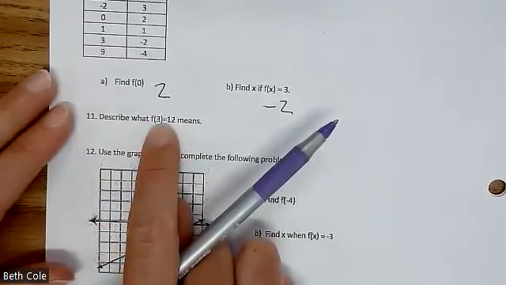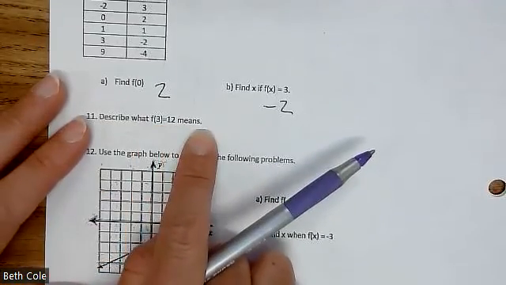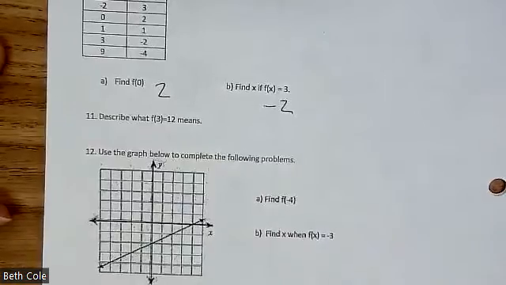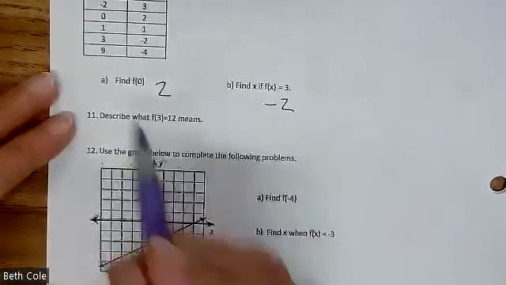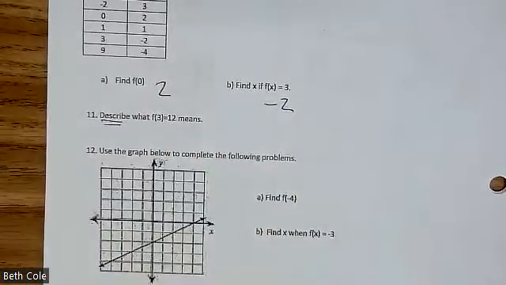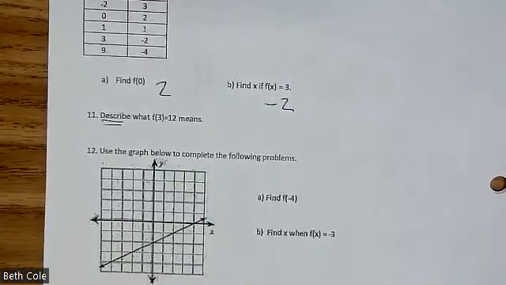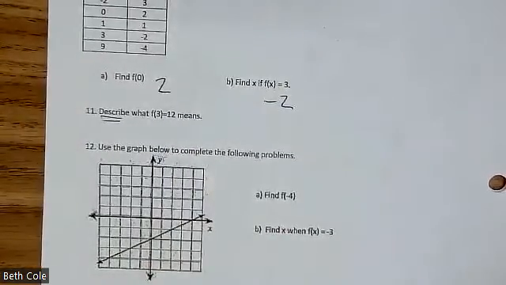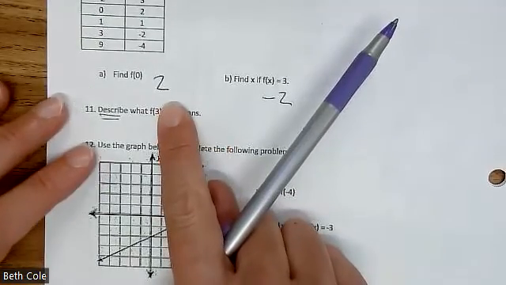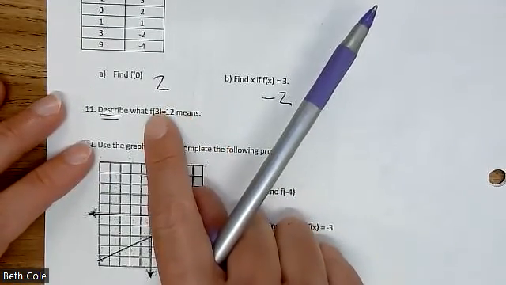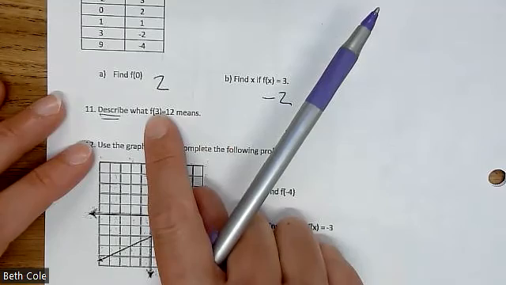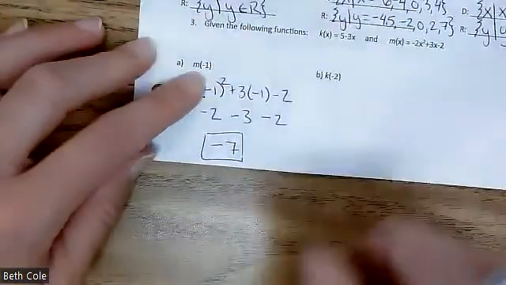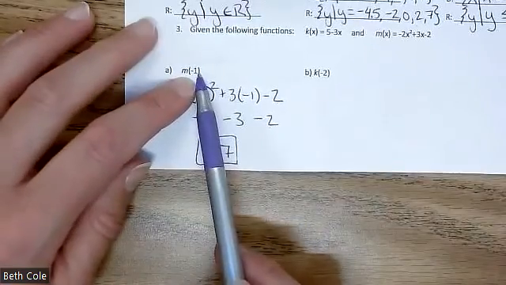Describe what this means. F of 3 equals 12. What do you think? Describe. So I'm looking for words, guys. Like a sentence. Like, what does this mean? Well, no, if you were doing f of 3, what would you do with 3? Let me flip back to one over here. Here, look. When it was m of -1, what did we do with -1? We took -1 and we plugged it in.